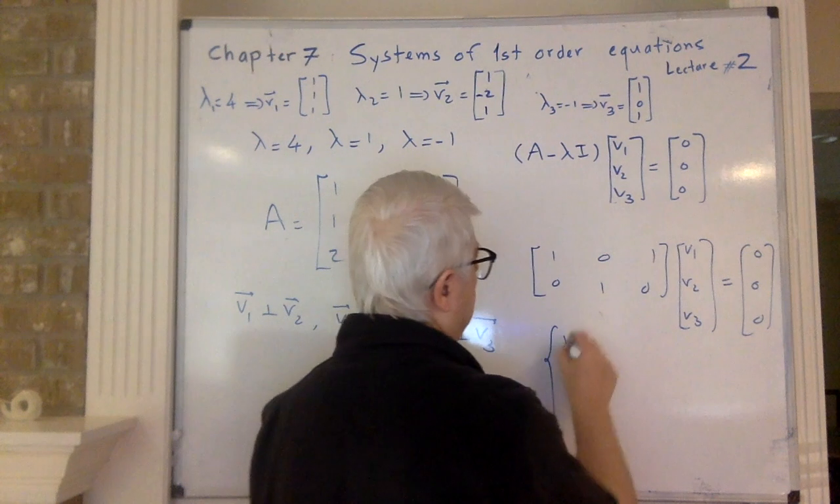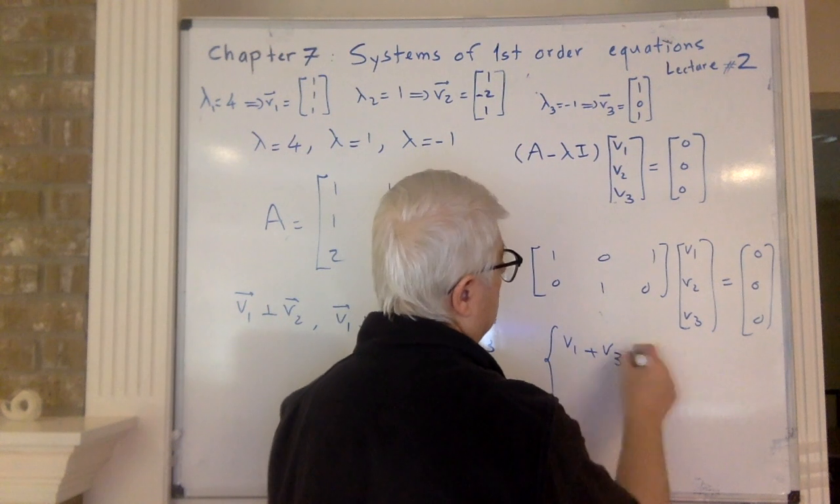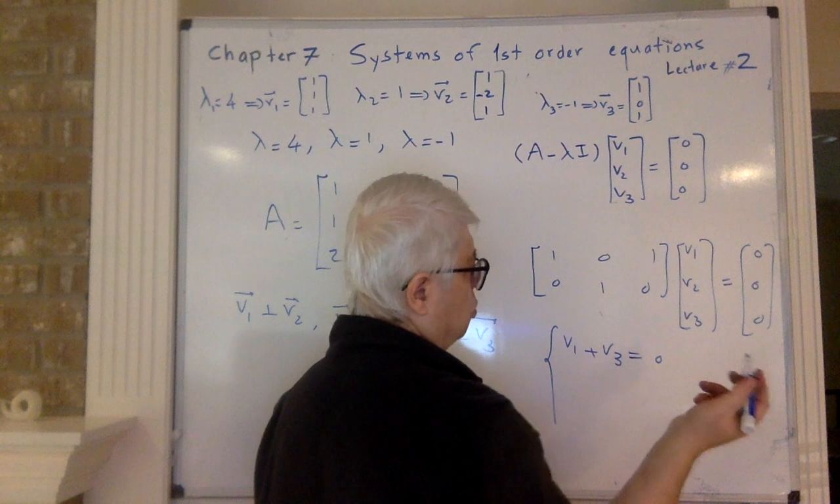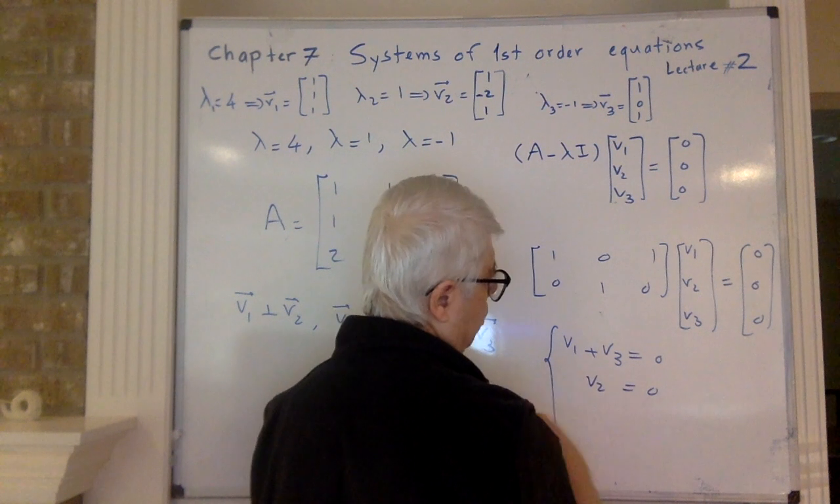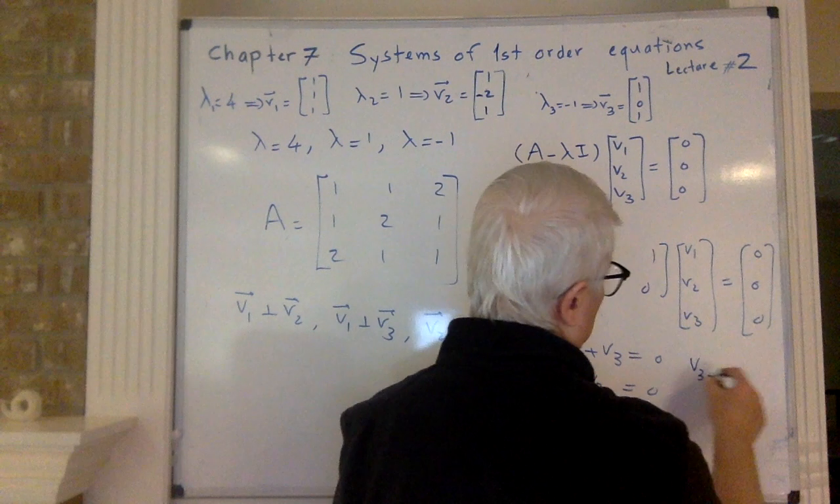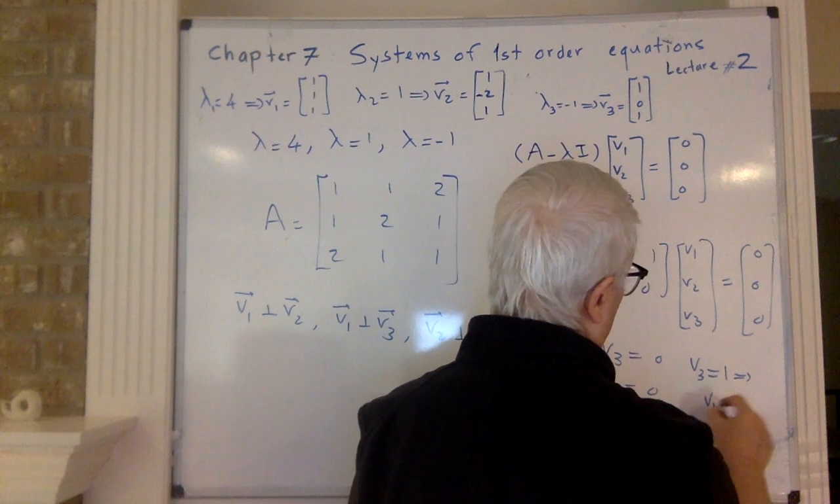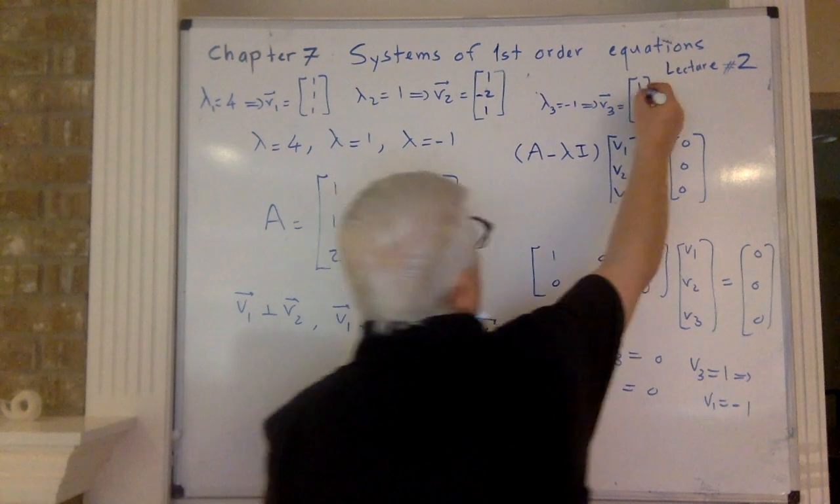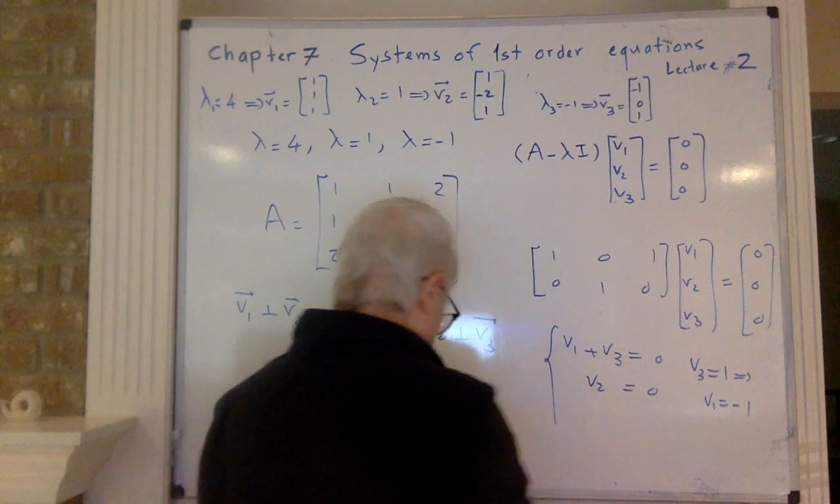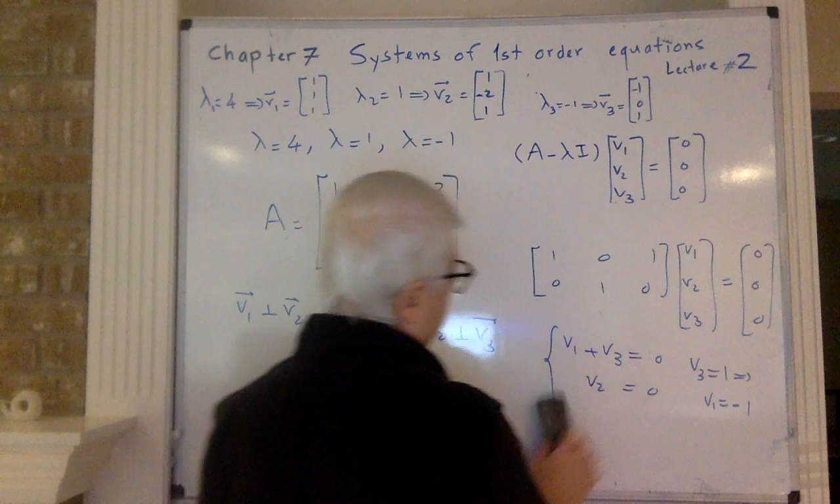So it is V1 plus V3. I'm not sure if I wrote minus V3. This is V1 and then V2 is 0. This one is 0. If I say V1 is V3 is 1, then V1 will be negative 1. Wow. So this is a mistake. Okay.